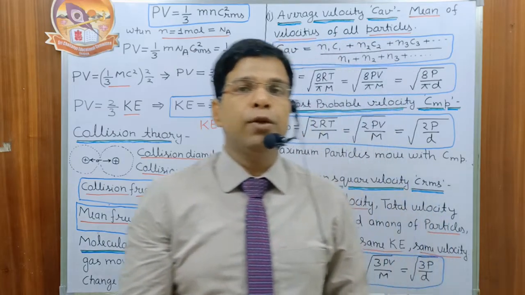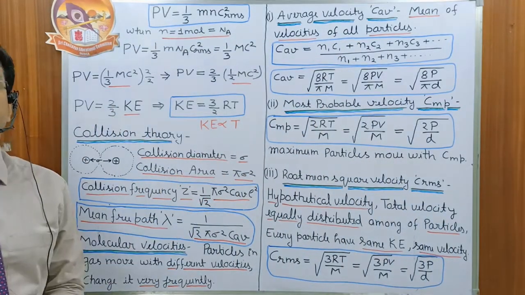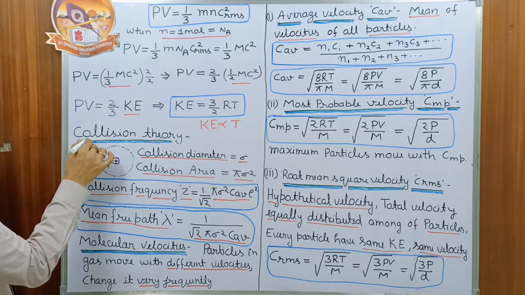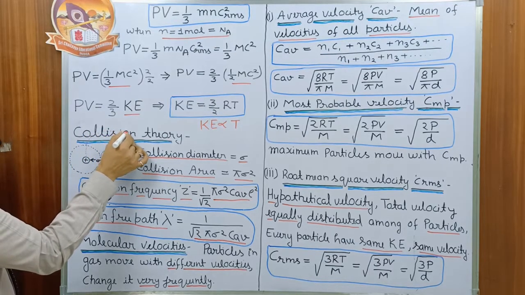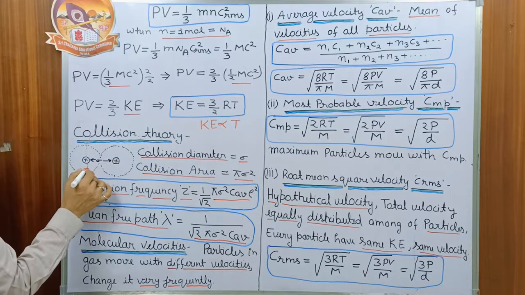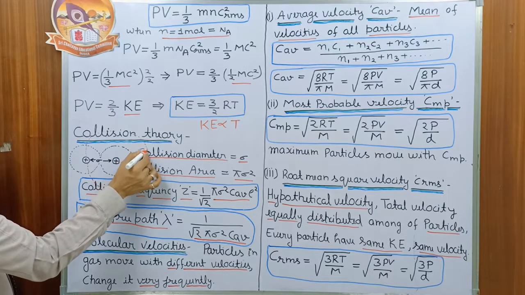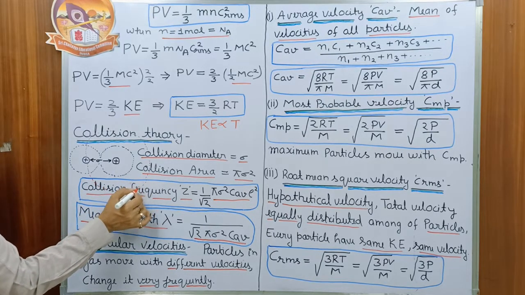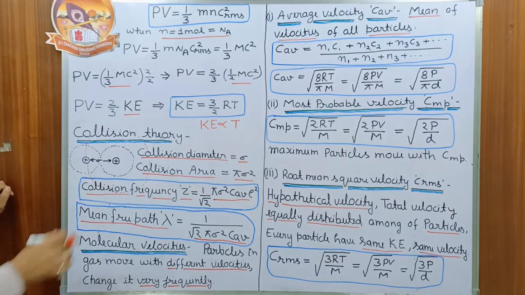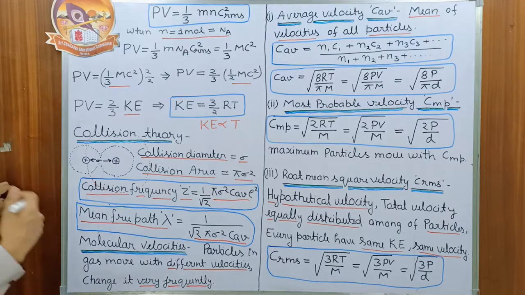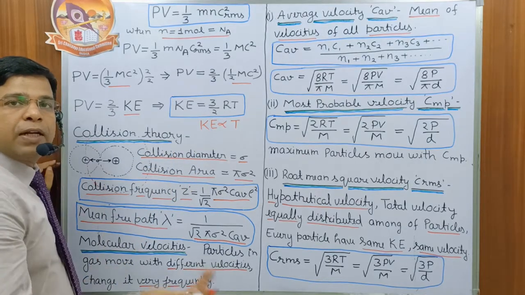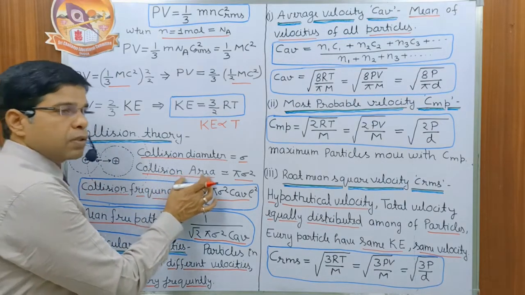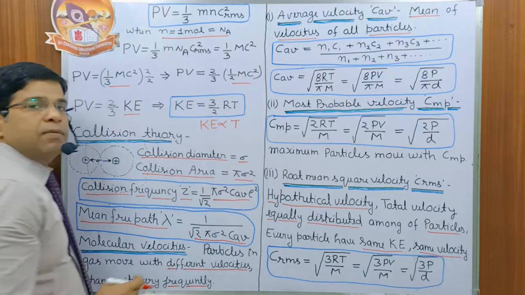This distance between two nuclei is called the collision diameter, and that is represented by sigma. If we take this sigma as the radius of one imaginary sphere, we assume one imaginary sphere with radius sigma. Then if we want to calculate the cross sectional area of that sphere, it is called the collision cross sectional area, that is pi sigma square.